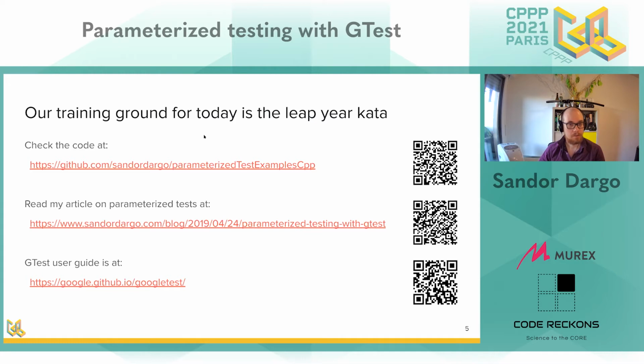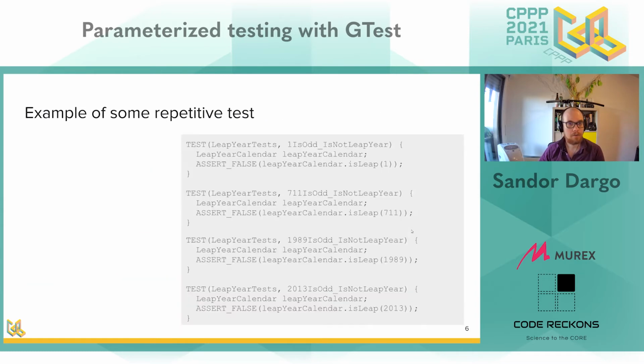So we are going to use some code examples based on the leap year kata, which, well, basically you pass the year as an input, an integer, and the function will tell you if it's a leap year or not. So if you have 29 days in February or only 28, you can check the code at my GitHub. I have an article on the parameterized tests that you can check on my blog. And you also have the GTest user guide if you want to have a look at that. And well, if you happen to see it live or on YouTube, then you can use these QR codes.